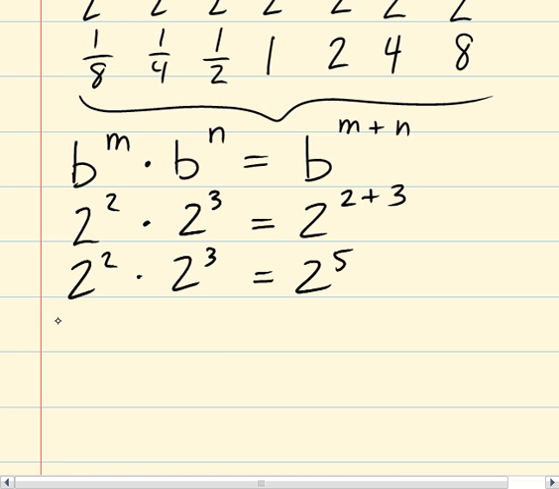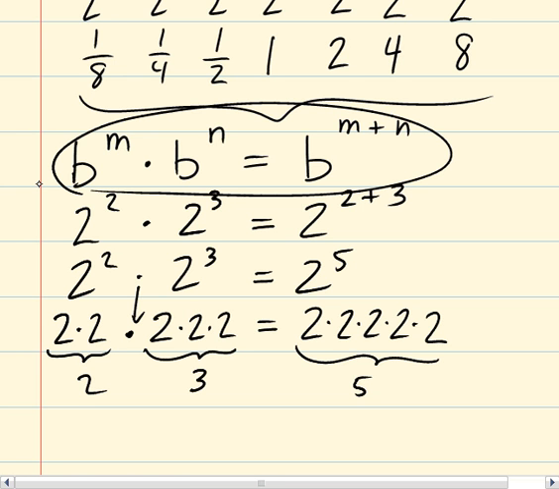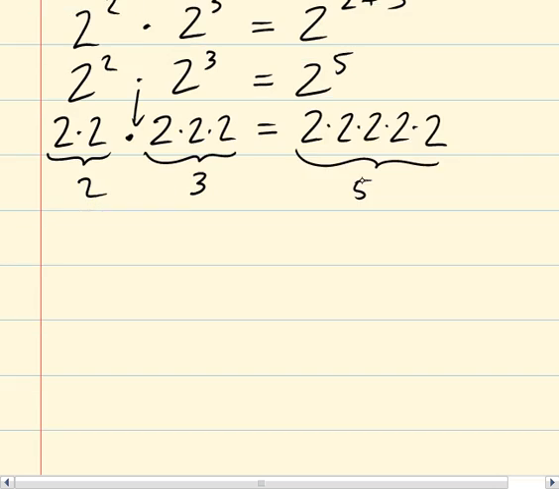And if you write down what 2 squared is, it's just 2 times 2. And 2 cubed is just 2 times 2 times 2. And we're multiplying those together. And 2 to the fifth is 5 2's multiplied together. This makes perfect sense because I've got 2 2's and 3 more 2's here, so 5 factors of 2 altogether. So this rule actually works. Based on this rule, we can explain these integer exponent rules.